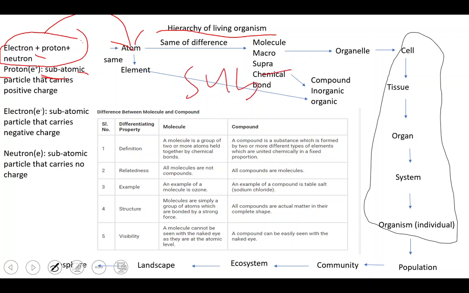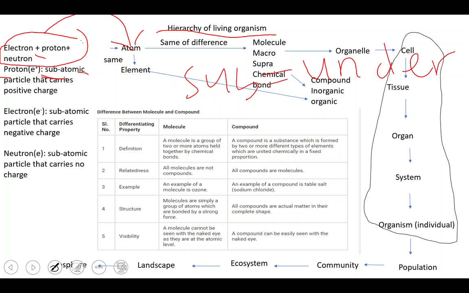Sub means under, and particle means small parts. They are small parts that are under the atom. So we say that proton is a subatomic particle that carries positive charge. Electron is a subatomic particle that carries negative charge, while neutron is also a subatomic particle that carries no charge. Hope you have gotten that. Let's progress.